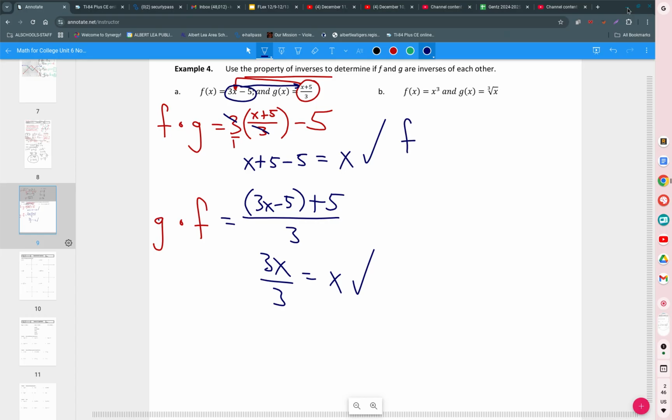Last set, f of g and g of f. For the first one, which do I grab first? Do I grab the cube root of x, or do I grab x cubed? Yep, since this is f of g, I grab the cube root of x, and I plug it right in there. So I get the cube root of x, cubed. What happens if you cube a cube root? They cancel, I'm just left with x.